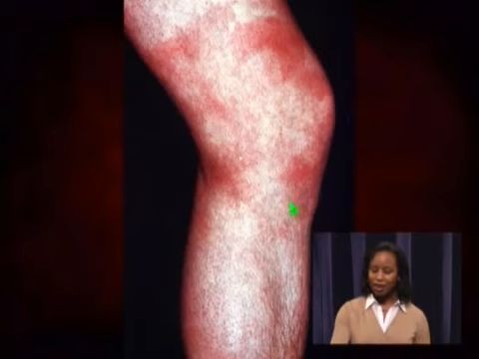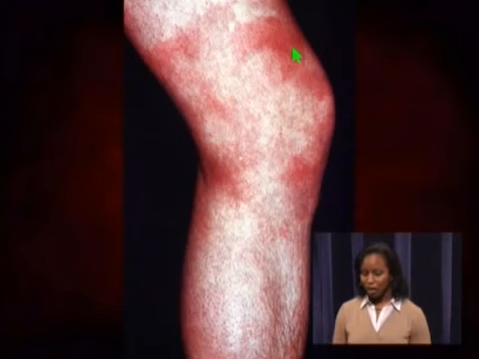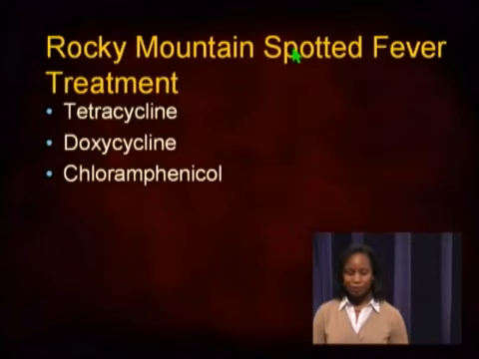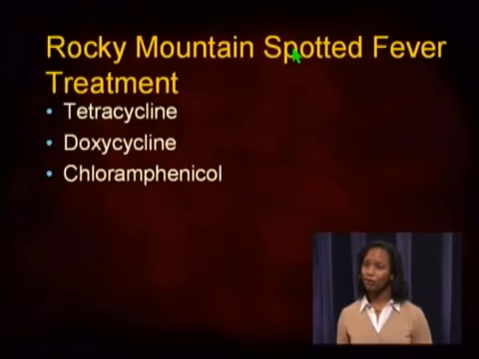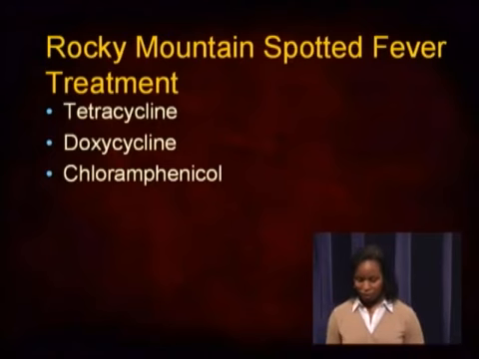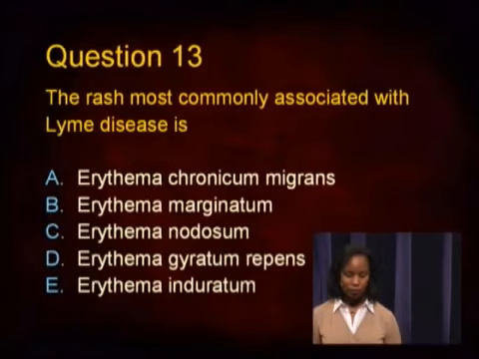So here's a generalized eruption, and we're looking at erythematous macules and patches here, and maybe some petechiae towards the center here of Rocky Mountain spotted fever. Treatment, I know you'll go over in detail a little bit more in your infectious disease section. Okay.